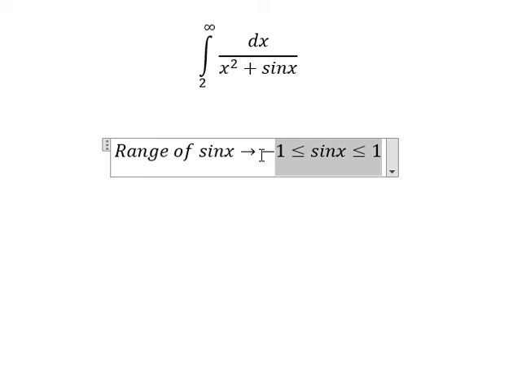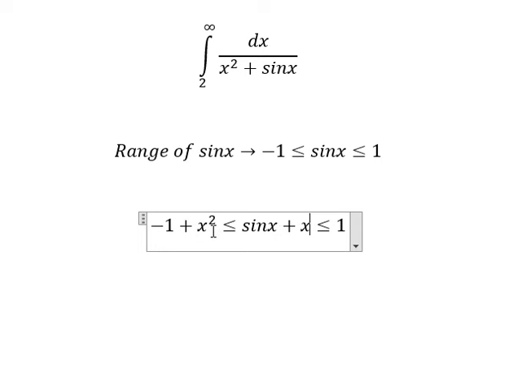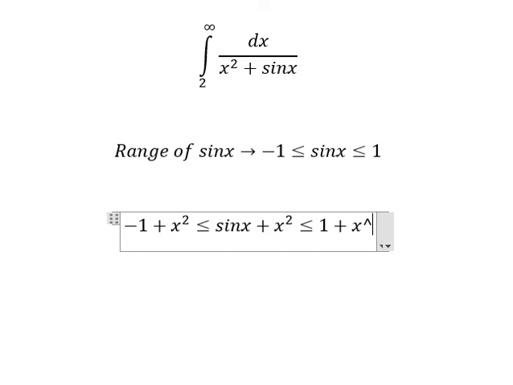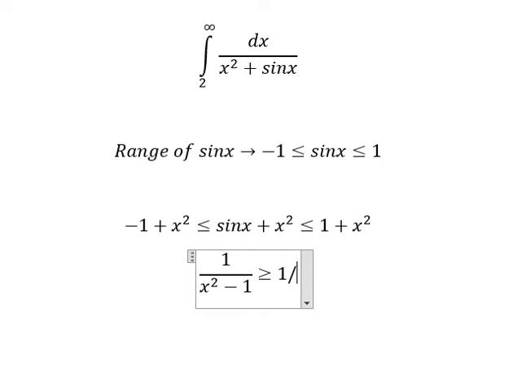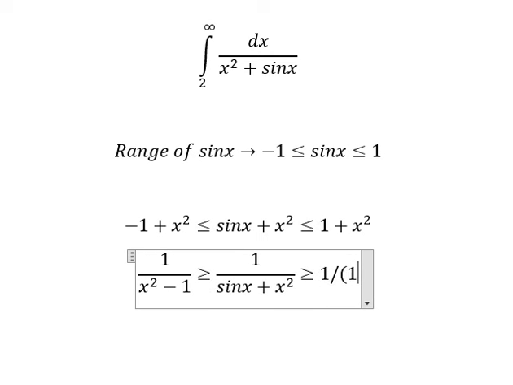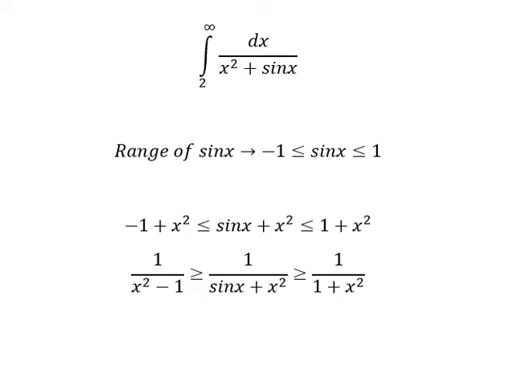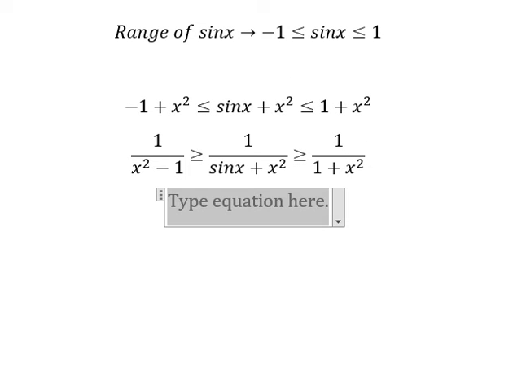Next, we put s squared for both sides. That means we need to add s squared for both sides in here. Next, if we put it into the fractions, they should be like this. Next, we need to do integration for both sides.